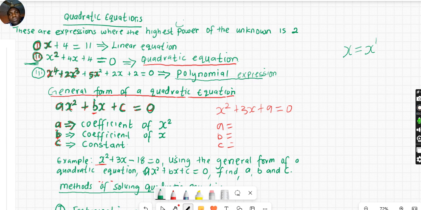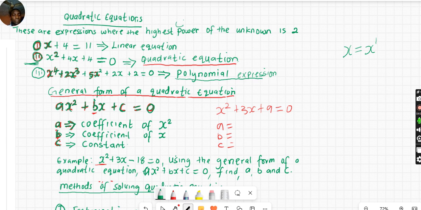Some authors and writers actually call quadratic equations polynomials, but specifically the polynomials start from equations where the variable has a power from 3 and above. That's how it's supposed to be. So sometimes you can have exercises that ask you to identify whether the equation is a quadratic equation, a linear equation, or a polynomial.